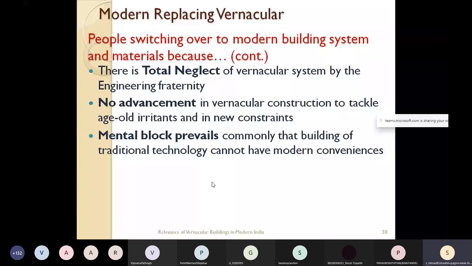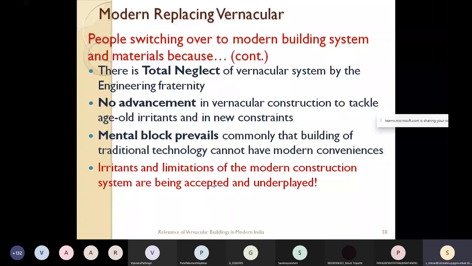Irritants and limitations of the modern construction systems are being accepted and underplayed. Isn't that true? Like I say, in our South Gujarat house that we had rented, the bloody thing was leaking everywhere. And people say, well, in rain, then they obviously leak. I mean, what happens to our roads, pakka roads? Because they are badly built, we have potholes. And then people say, oh, the monsoon was so strong, so there are potholes. We accept these things. We don't say that, hey, these things have problems.